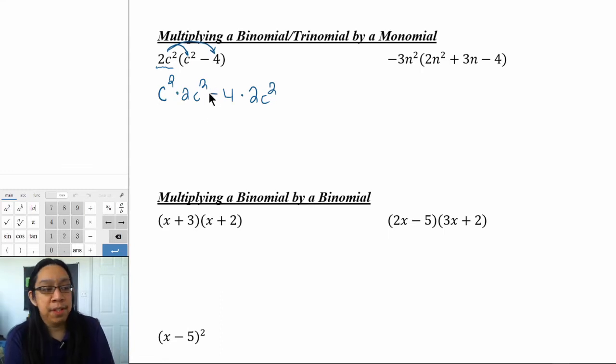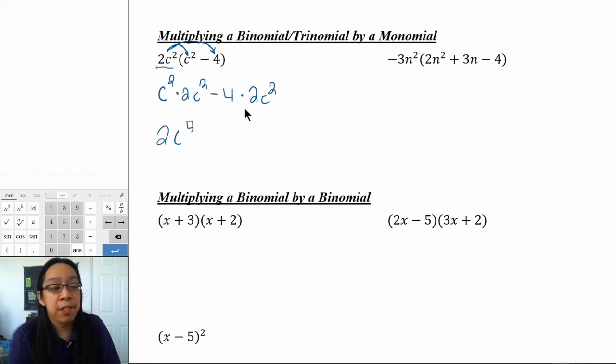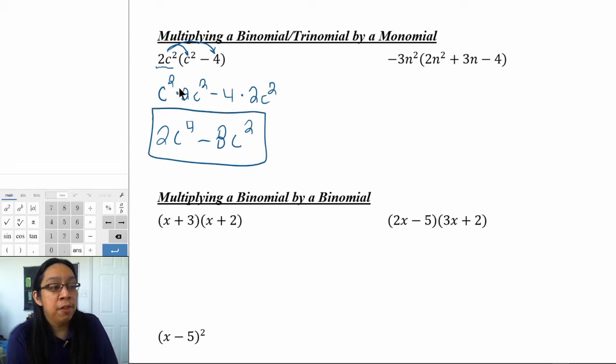We have a little bit of a mess here, so it probably would be a good idea to simplify what we have. So c squared times 2c squared. Well, first of all, the coefficient is basically 2 times 1, so we're going to end up with 2. But then the c squareds will simplify by simply adding the exponents. So that's going to be c to the 4th power. Now over here we have negative 4 times 2c squared. Well, negative 4 times 2 is negative 8. And we're just going to copy along that c squared. And this right here is the expression you have left over after you multiply and simplify the term on the outside to the two terms on the inside.